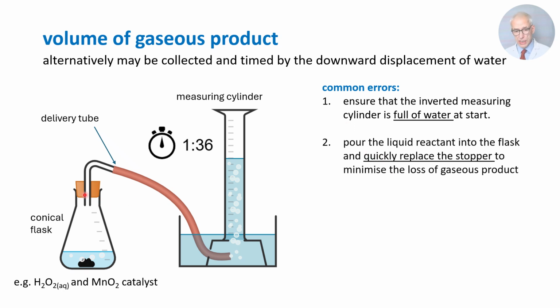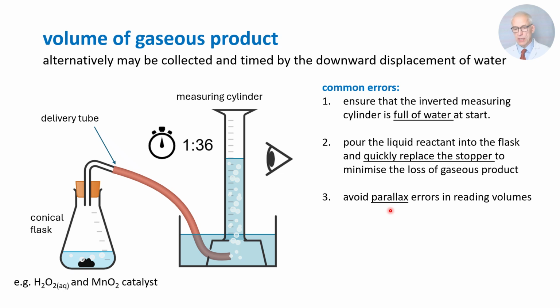When you pour the liquid hydrogen peroxide or any other liquid reactant into the reaction vessel, the conical flask, you need to quickly replace the stopper, otherwise gas will be lost. All of the gas won't be transferred into the inverted measuring cylinder. So pour the liquid reactant into the flask and quickly replace the stopper.